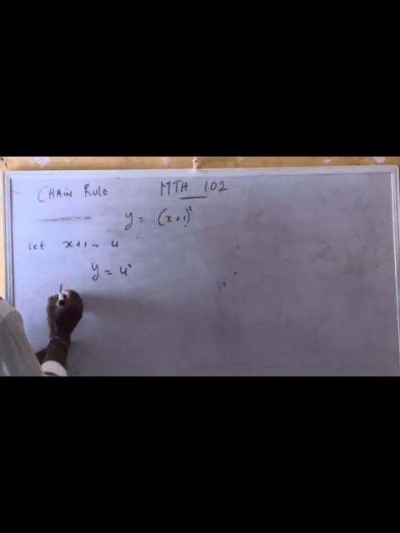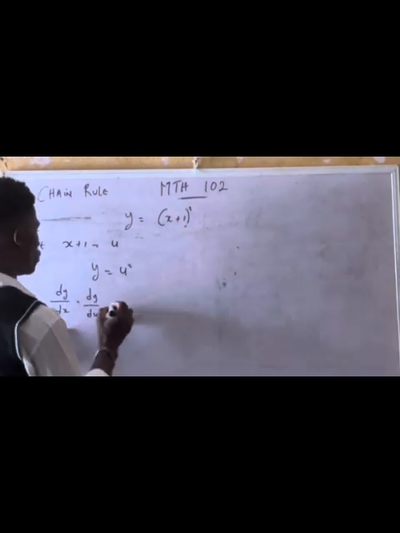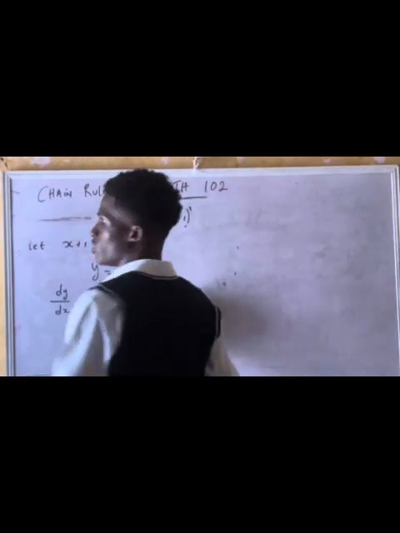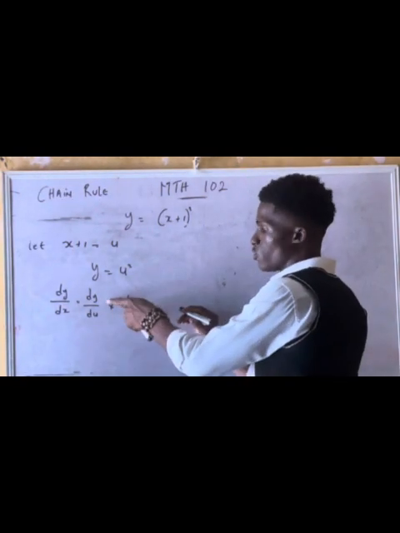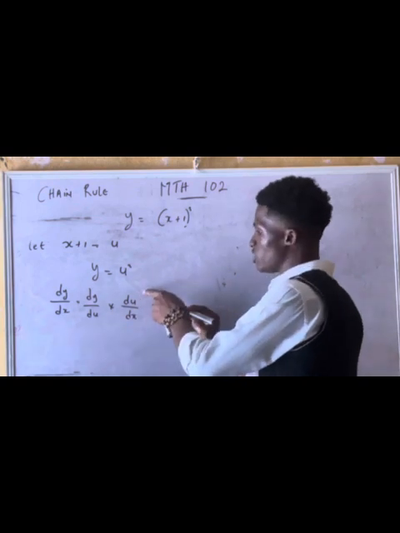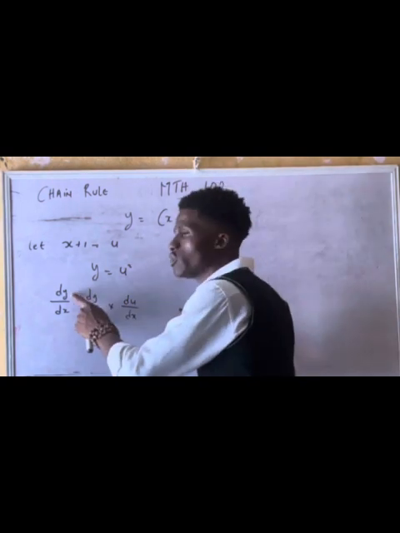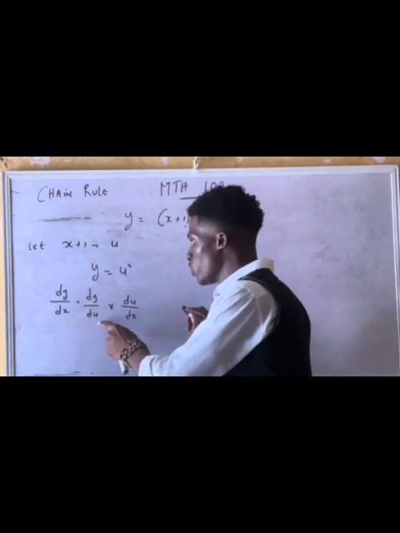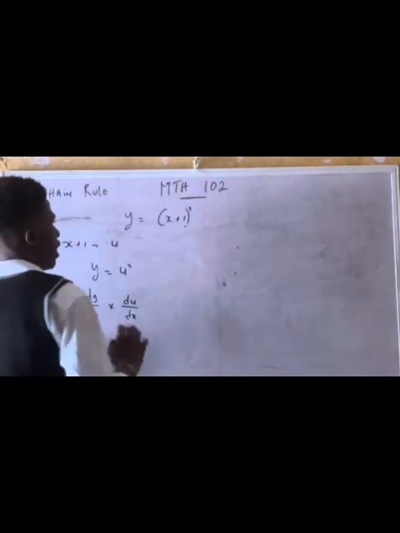Now, what is the chain rule formula? The chain rule formula is dy over dx is equal to dy over du times du over dx. Let me tell you what this simply means. Differentiating y with respect to x is equal to differentiating y with respect to u times differentiating u with respect to x. Very simple.